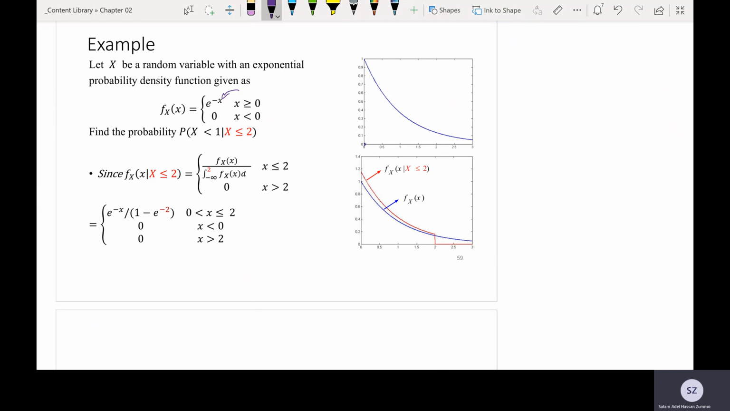Now I ask you, and this is the PDF, it looks like e to minus x for x positive and 0 otherwise. So it starts at 0, then reaches 1, and then decreases exponentially. I'm asking you, what is the probability that x is less than 1 given x is less than or equal to 2? Or as if I'm asking, what is the fx at 1 given x less than or equal to 2? This is what I'm asking, right? fx at 1.